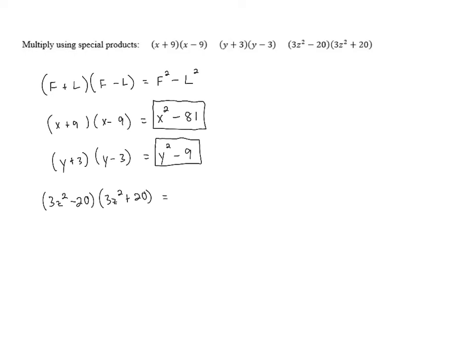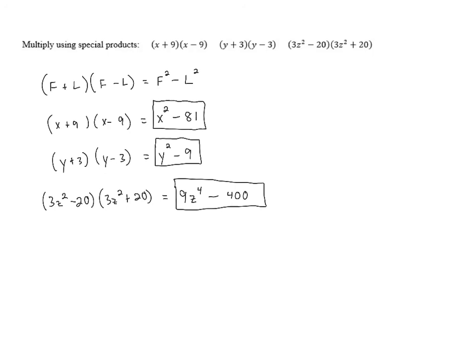We can still use this formula. We've got to take the first term and square it. If we take 3z squared and square all of that, we end up with 9z to the fourth. And then minus the last term squared. If we take 20 squared, 20 times 20 is 400. So we end up with 9z to the fourth minus 400.